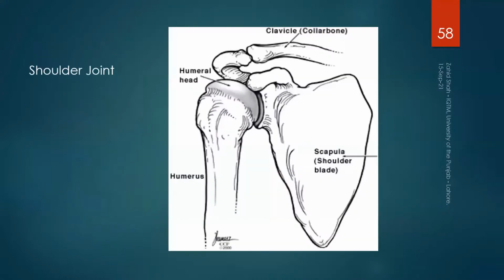So this is the shoulder joint. You could see this is the head of the humerus, this one, and this is the socket. So only 1/3 of the head is inside the socket and 2/3 is outside. This is why this joint is the most mobile, most movable joint in the human body. But at the same time, it is at risk of dislocation as well.